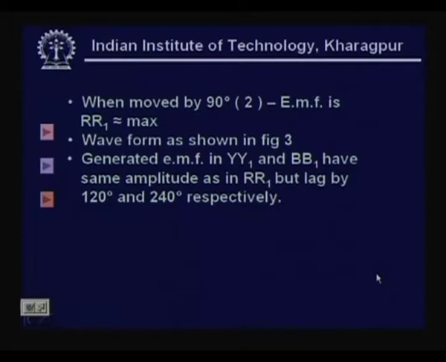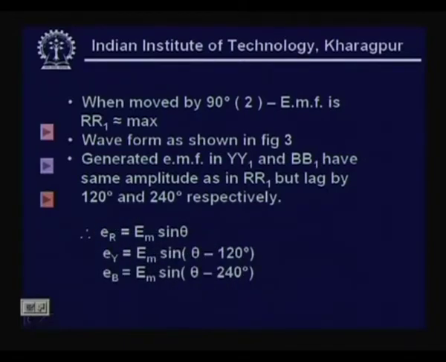Since the three coils are identical in size and shape, they generate the same amplitude but lag 120 degrees and 240 degrees respectively, which in the form of expressions is ER equal to EM sin theta, EY equal to EM sin (theta minus 120), EB is equal to EM sin (theta minus 240). So what have we seen? We have seen that AC generation is sinusoidal, and it is possible to generate a three-phase source in a single generator by having identical coils placed 120 degrees apart from each other.